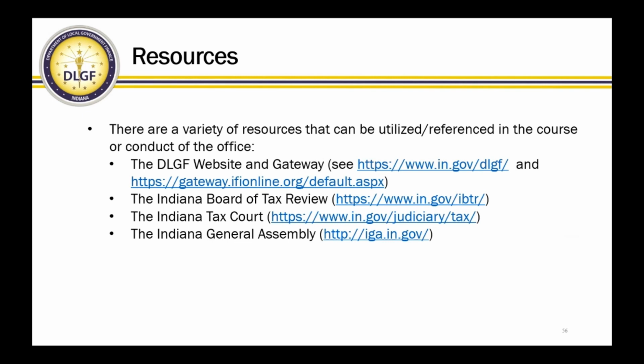The Indiana Board of Tax Review has a lot of information. They publish their decisions, so you can go and find various case law in terms of different areas of assessment that have been decided by the IBTR. Same with the Indiana Tax Court, all their decisions are published. The Indiana General Assembly, certainly if you're interested in legislation that's either currently being proposed or legislation that may have been passed in the past few sessions, that's certainly a good place to get information in terms of what was in the actual legislation that was passed.